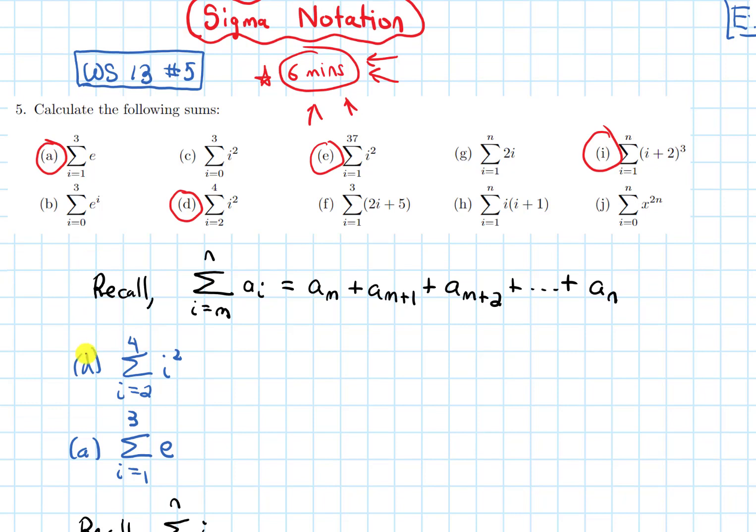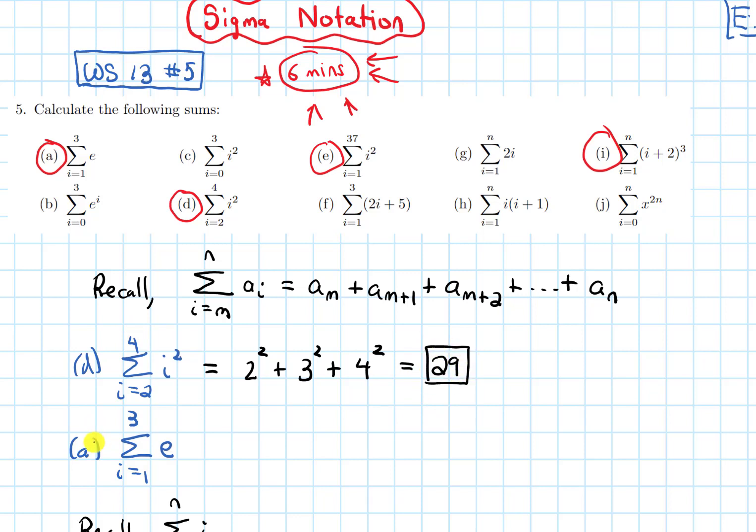So I actually want to do part D first. With the D, we have the sum from i equals 2 to 4 of i squared. So I am going to first plug in 2, and when we do that, we get 2 squared. Then we do the next integer up, which is 3. So we get plus 3 squared. And then plus, now we plug in the next integer up, which is 4, so 4 squared. And at that point we stop because we've reached the number that's written at the top. So if we add these, we get 29.